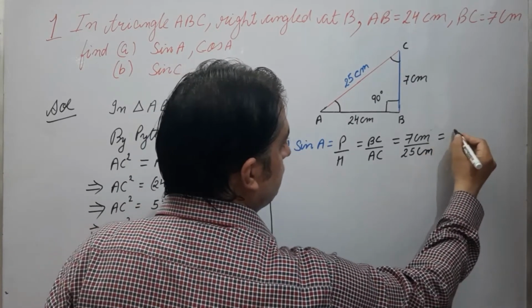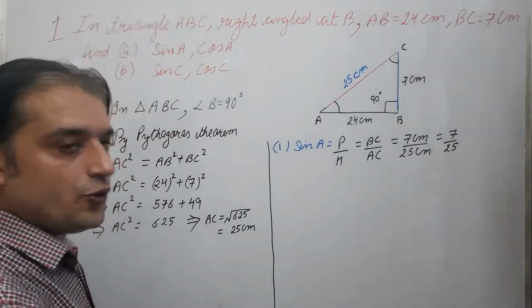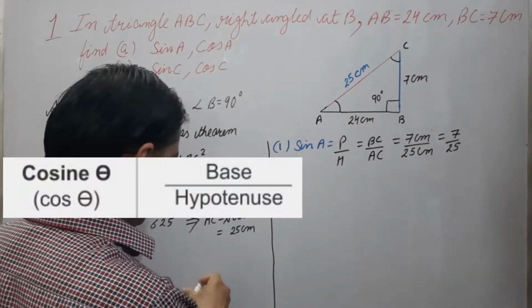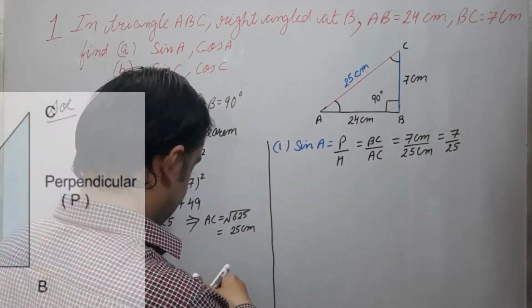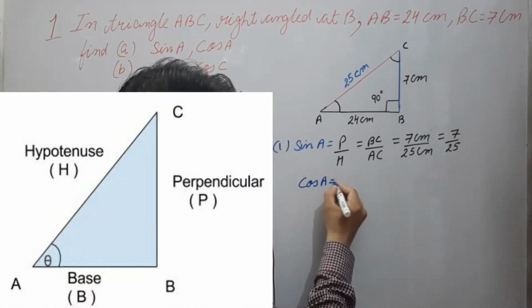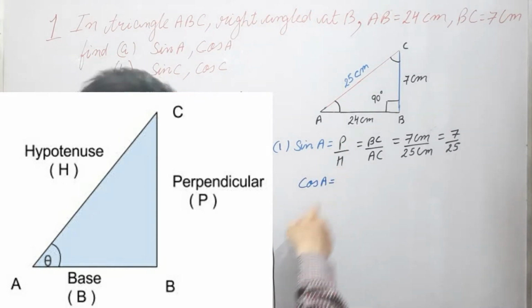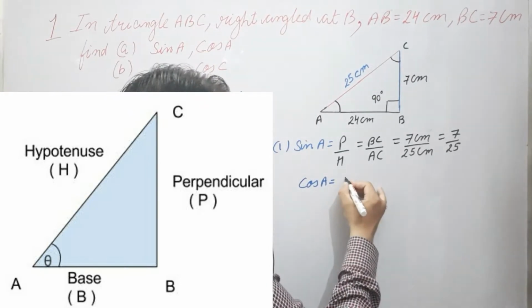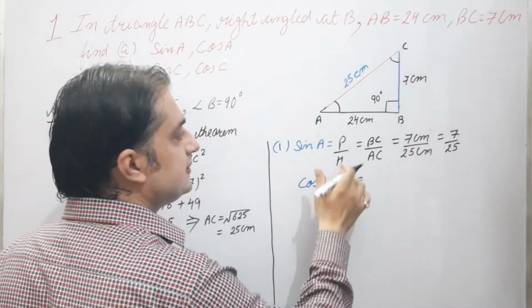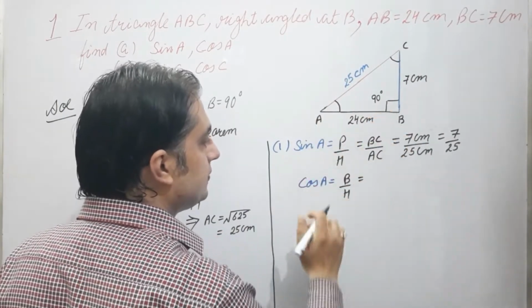So cancel the centimeter, so it will become 7 by 25, because the T ratio has no unit. So the second part of it is cos of A. Cos, again the ratio of the sides. Here we are taking perpendicular, here we are taking the base, and hypotenuse remains the same. So base in this case is the side adjacent to the angle. The side opposite to the angle is perpendicular.